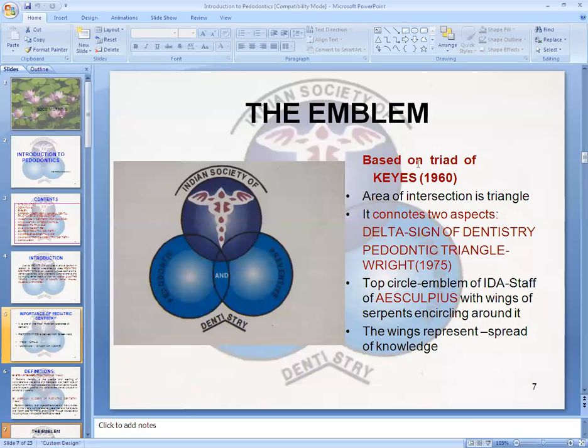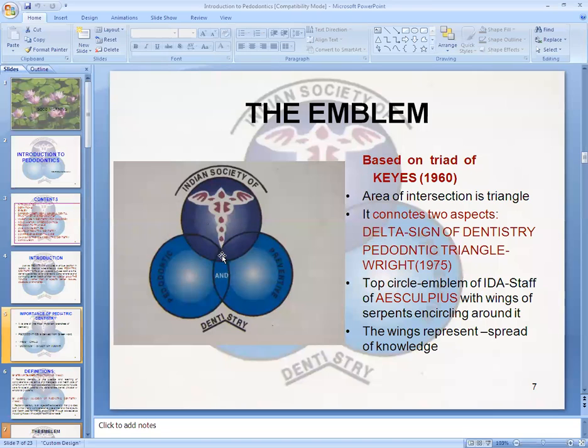Now the envelope is based on the triad of keys. You know the triad of keys: child, patient and parent, child, dentist and parent is a three-point triangle. It is based on that only, the triad of keys. Okay, you will get it after that.